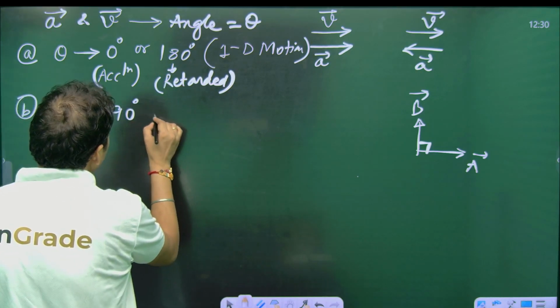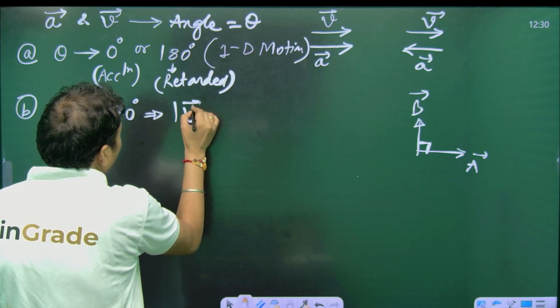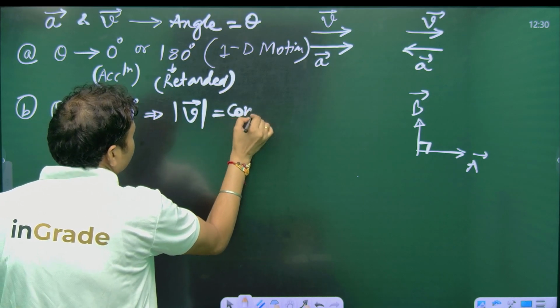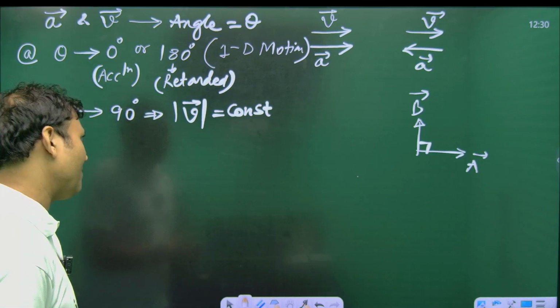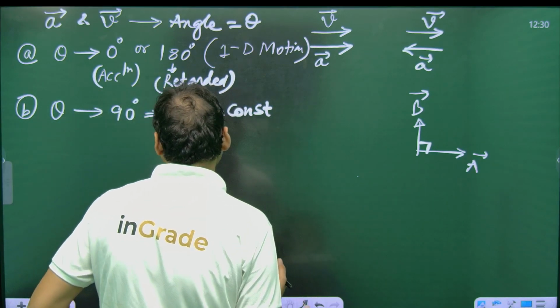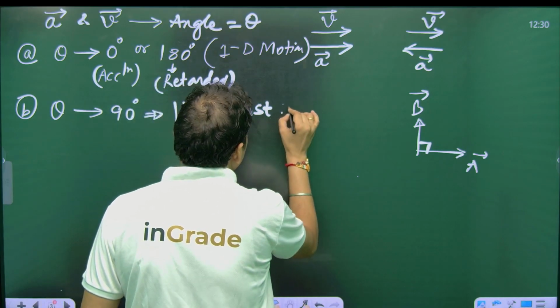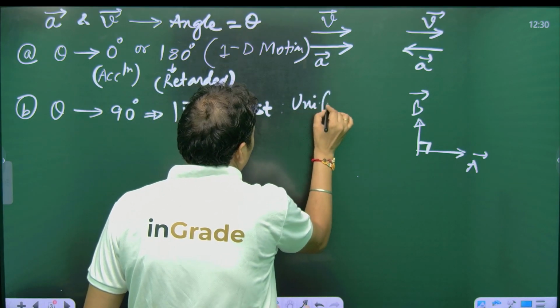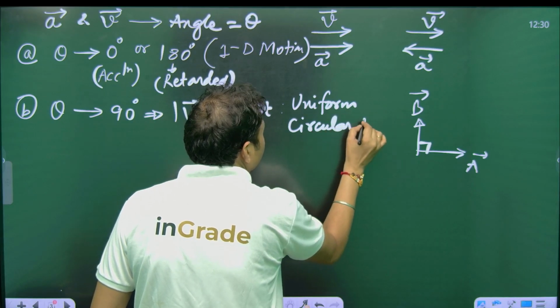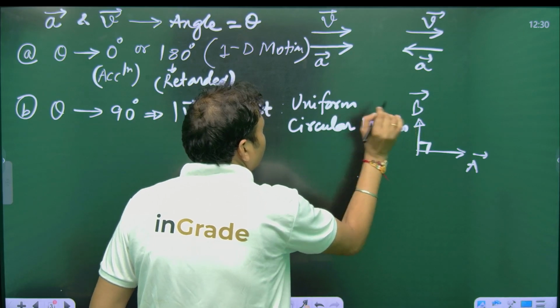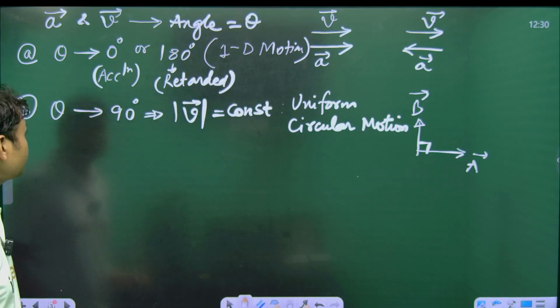So it means magnitude of velocity will not be changed by the acceleration of the particle because it is perpendicular to the velocity. So this type of motion is called as uniform circular motion.